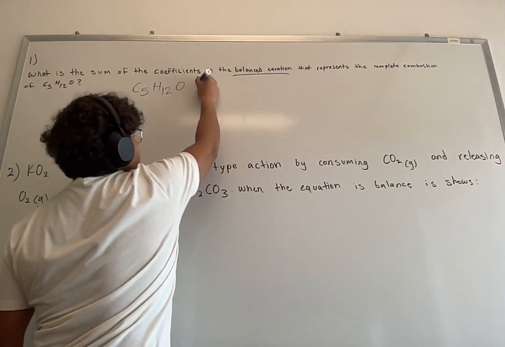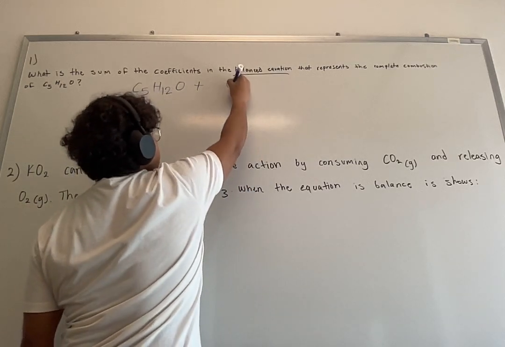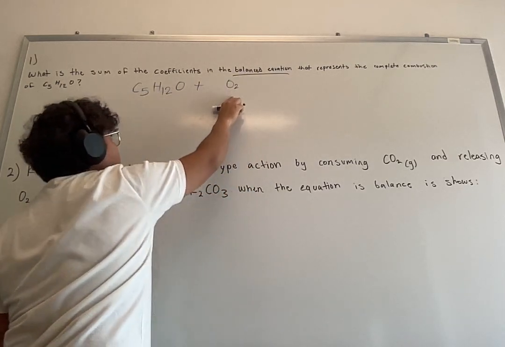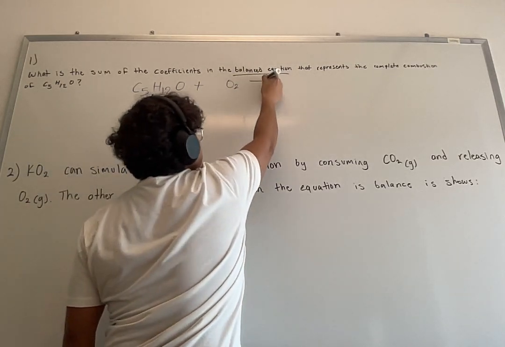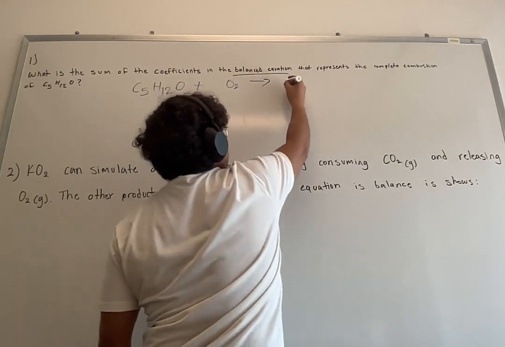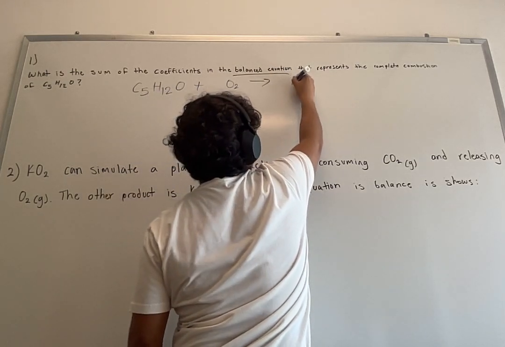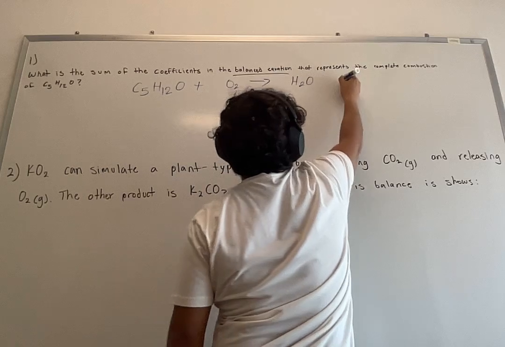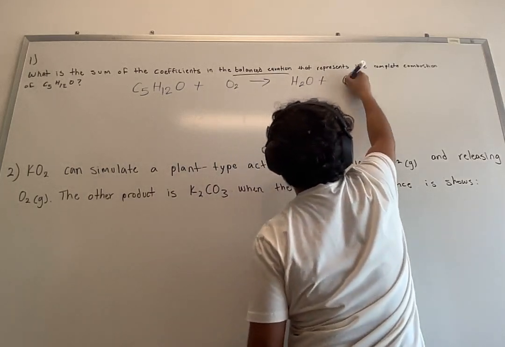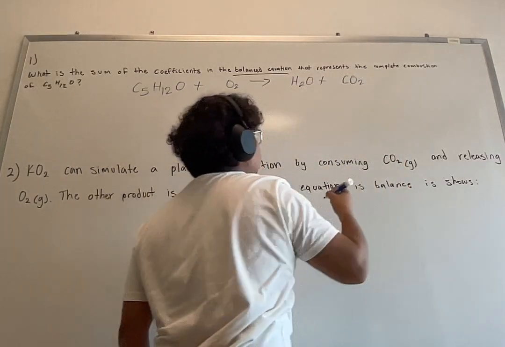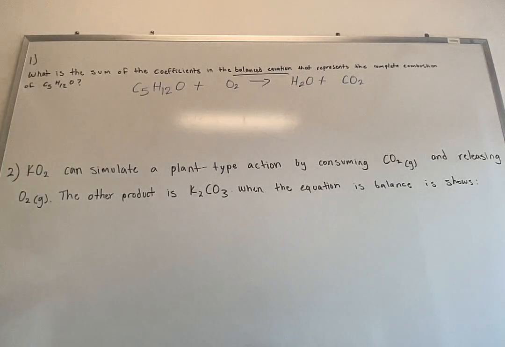So they give you this little compound, C5H12O. Combustion reactions are always going to involve oxygen. Don't forget oxygen's O2. And they're always going to give you products of H2O, water, and CO2, carbon dioxide. That's just what happens when stuff burns.